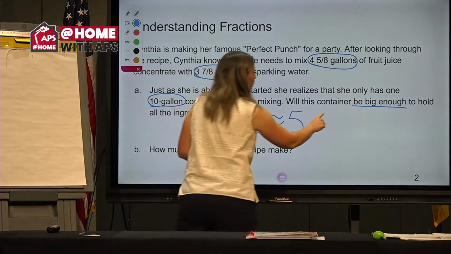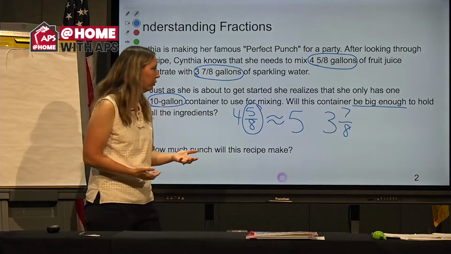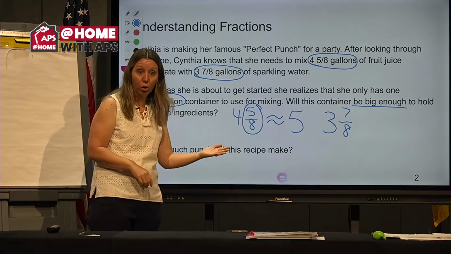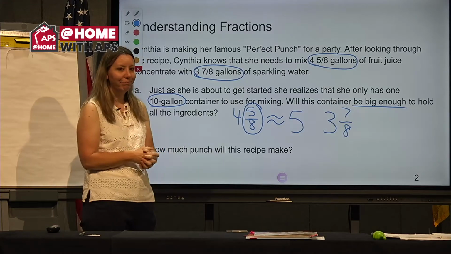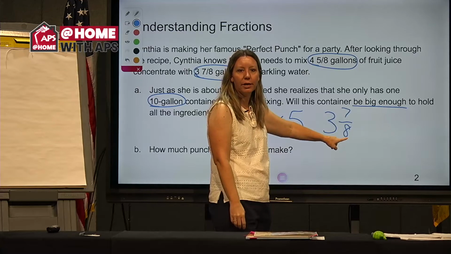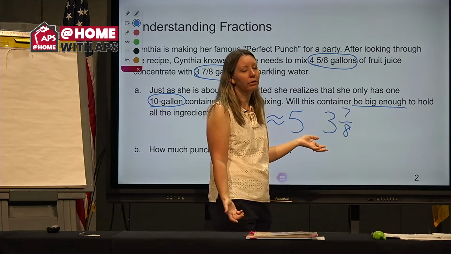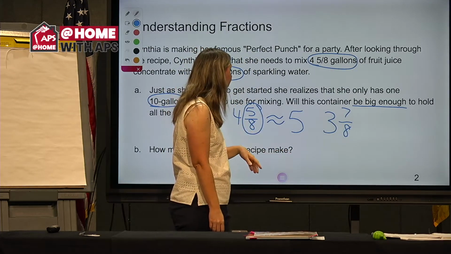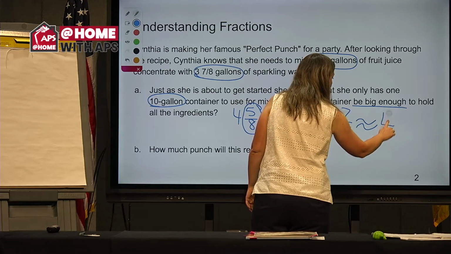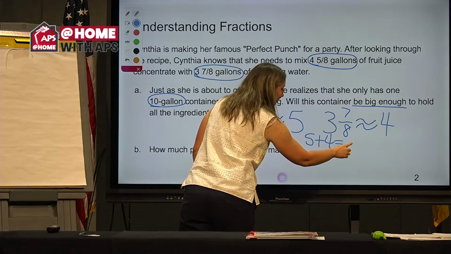So we have the next one, 3 and 7/8. What is that closer to? Is it closer to 3 wholes or is it closer to 4 wholes? Again, you guys say, well, Mrs. Gaudette, you told us denominator. Yep, look at the denominator. Is 7 closer to 8 or closer to 0? It's closer to 8. So we would round that up also. So that's equivalent to 4. So I know I have 5 plus 4 is 9.